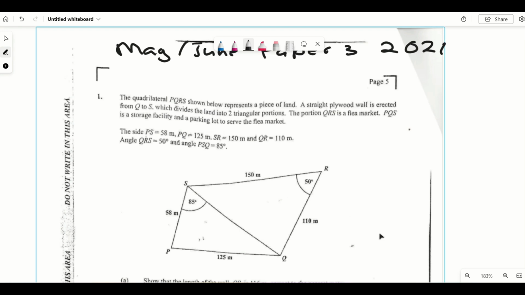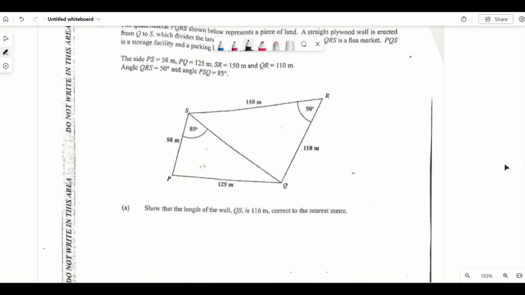The side PS is 58. PQ is 125. SR is 150. QR is 110. Angle PRS, that's by R here, is 50. Angle PSQ, that's the one by S, is 85. Show that the length of the wall QS, that is this length here, from Q to S, is 116. So this here is 116. They say to show that, correct to the nearest meter.